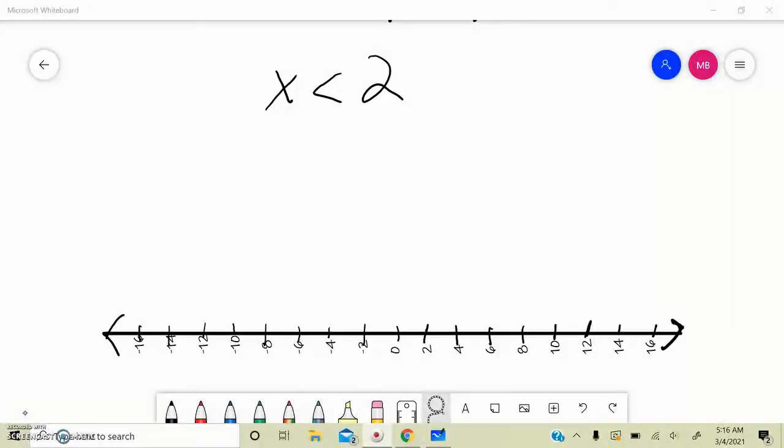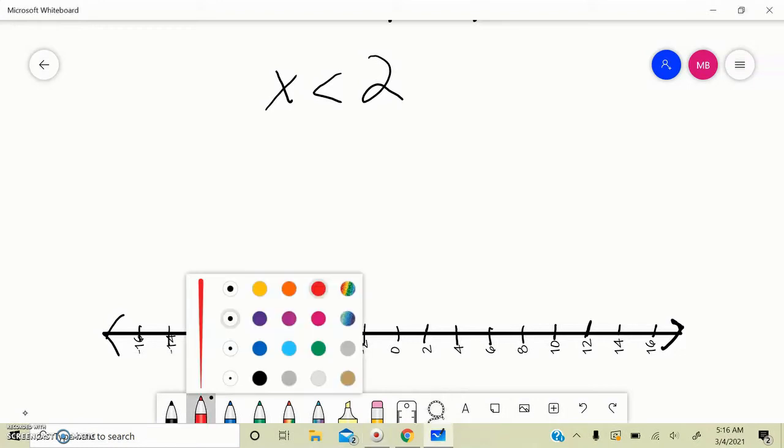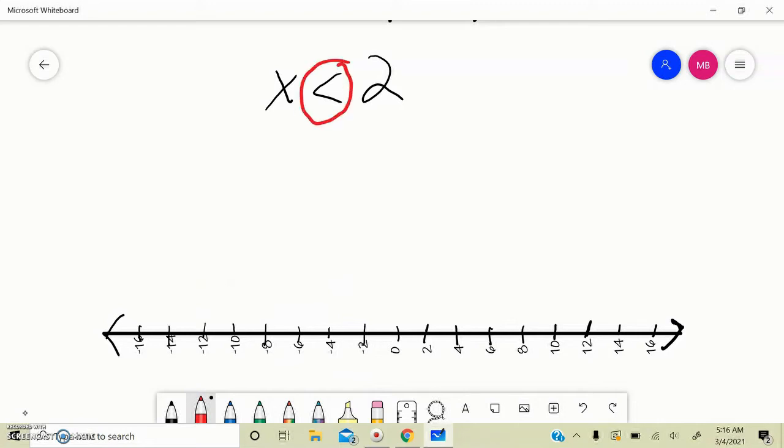Today we're going to be learning about graphing inequalities. So if I take a look at my statement here, I have x is less than 2. Now when I'm graphing an inequality on a number line, I want to focus first on my sign. My sign is going to tell me what type of circle I'm using.